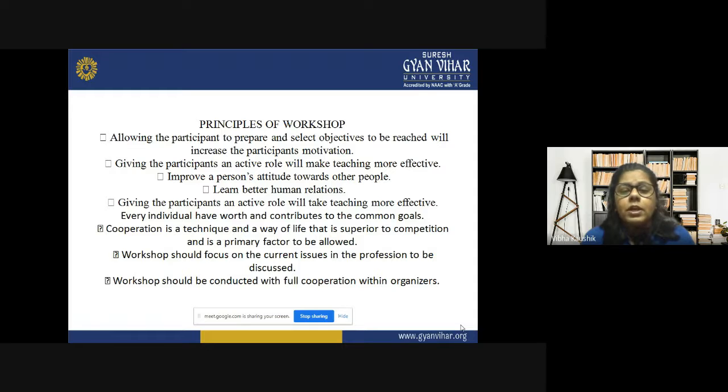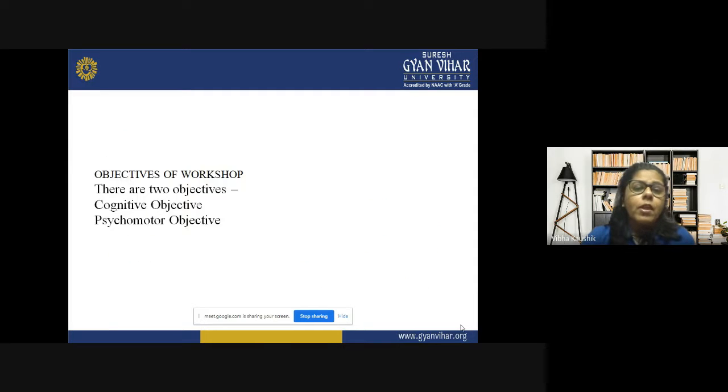Workshop should be conducted with full cooperation with organizers. This means that when we are conducting a workshop, it should be conducted in such a way that there is full cooperation among the organizers also. Now, objectives of workshop. What are the objectives of conducting a workshop? There are two objectives. The first one is the cognitive objective and the second one is the psychomotor objective.